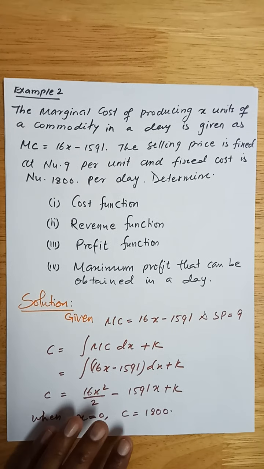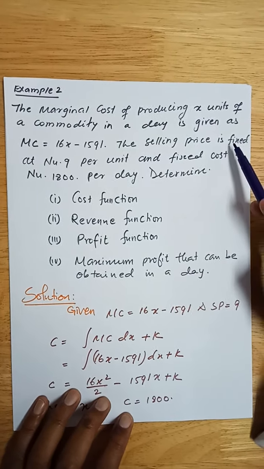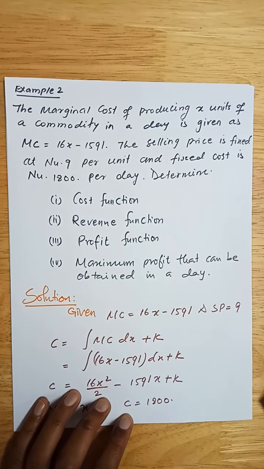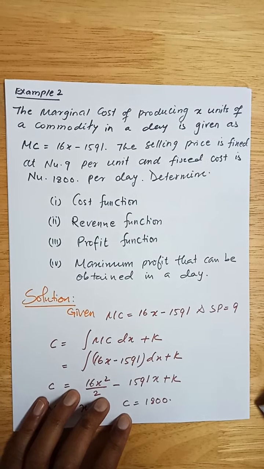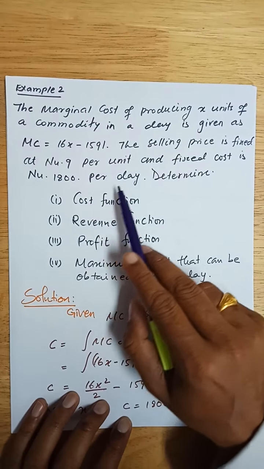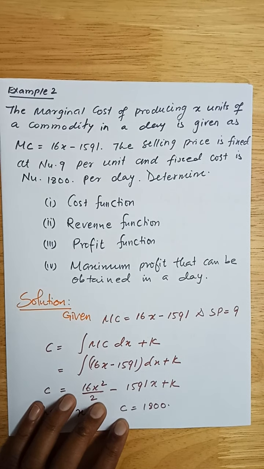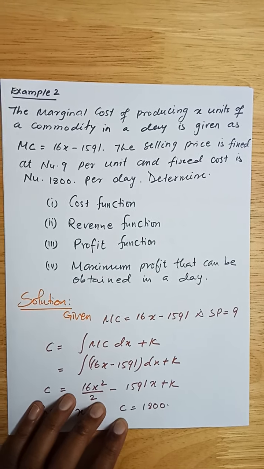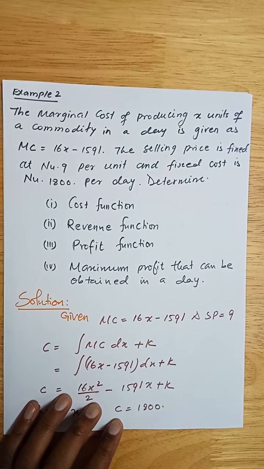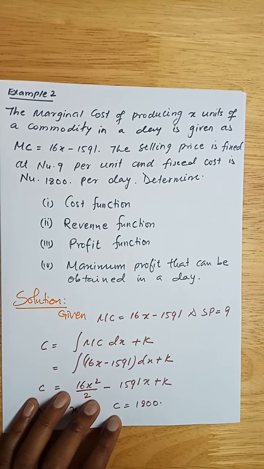Okay, now let's look at the second example. In the second example also you are given the marginal cost, but your marginal revenue is not given. The selling price is fixed at 9 per unit and fixed cost is given as 1800 per day. So you need to first find the MR. The question says determine cost function, revenue function, profit function and maximum profit that can be obtained in a day.